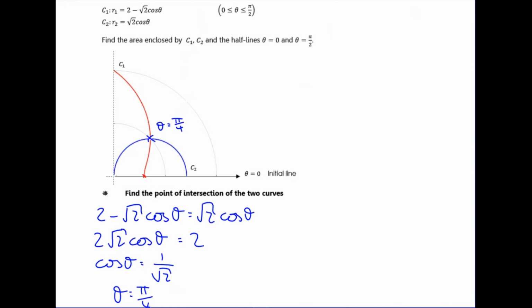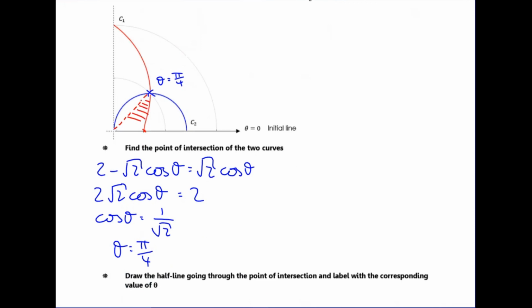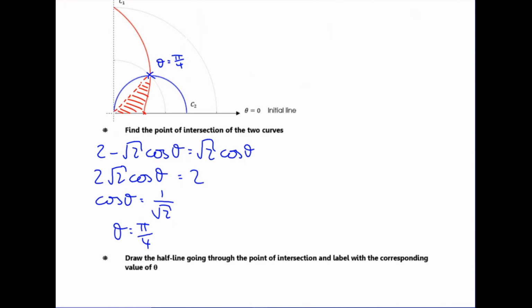So if we integrate between 0 and pi over 4, if I draw the half line in up to pi over 4, I'm going to find this area in here. Okay, that makes sense. So increasing my theta as I go around until I get to theta equals pi over 4, and that's the area that I'm finding if I was to integrate C1 between 0 and pi over 4. Obviously, to work out the whole area, I also need this little bit in here. So I need to think about what limits of integration that's going to be.